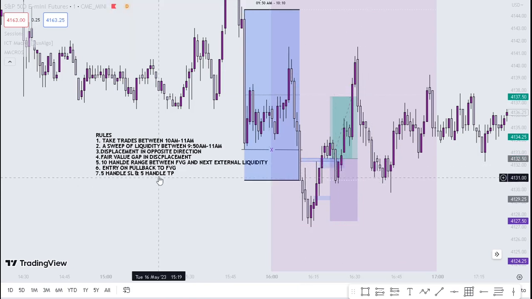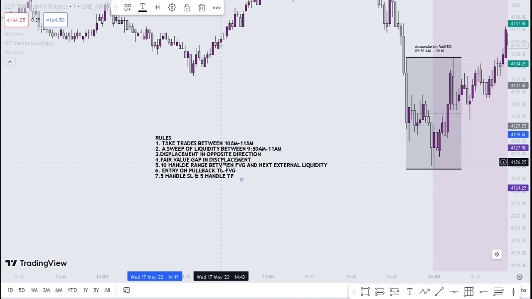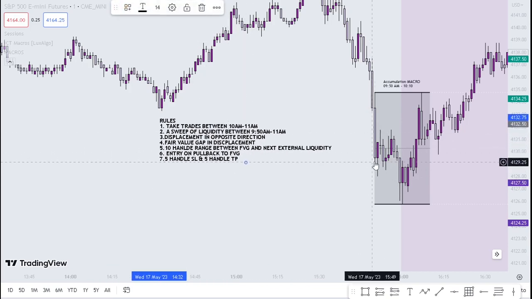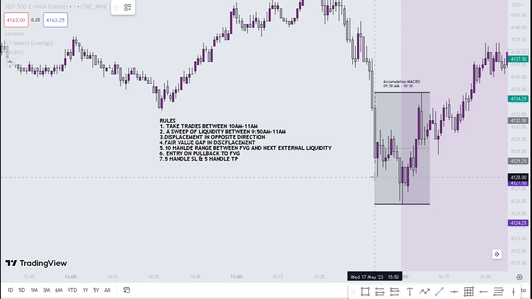Let's go over to Wednesday. Okay, so this is Wednesday. If you look here, this is 950. 950 comes down here. We have this slight consolidation here. This is a little bit of a move up, then a move down. So that is our liquidity sweep right here. We took out this liquidity here.